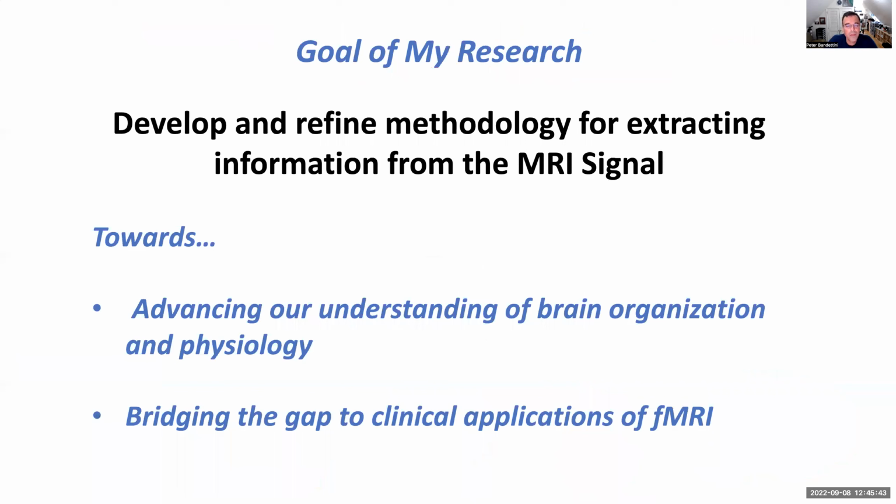So the goal of all of my research, pretty much at the NIH, is to develop and refine methodology for extracting information from the MRI signal. That includes all of MRI, but mostly functional MRI. And that's really towards two goals. One is just understanding the brain. How can we use fMRI to better understand the brain with all its limitations in time and space and interpretation? And the second goal is to really bring fMRI to the clinic, to be able to have fMRI as a useful clinical tool, which I believe it can be. I won't really be talking too much about that today, but I just want to give that overview.